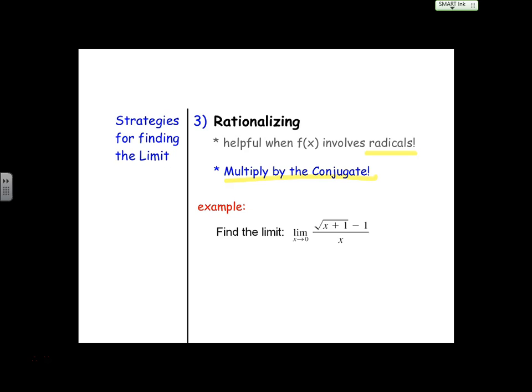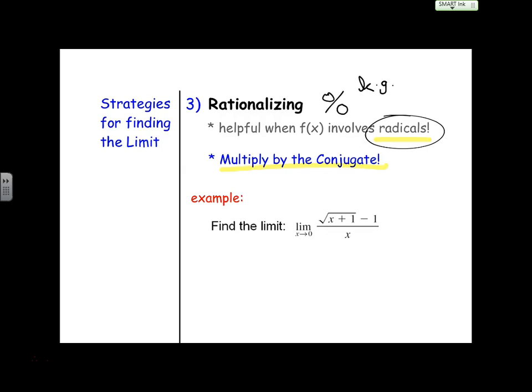This is another time where you get 0 over 0 and you are in the midst of keeping going. So this is kind of like different tricks to try. When you still have 0 over 0 and you're in the midst of keeping going, but you see a radical, my advice to you, multiply by the conjugate.